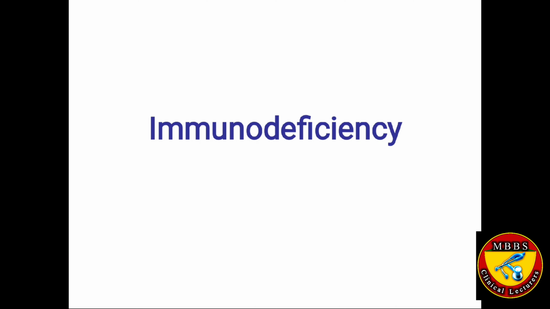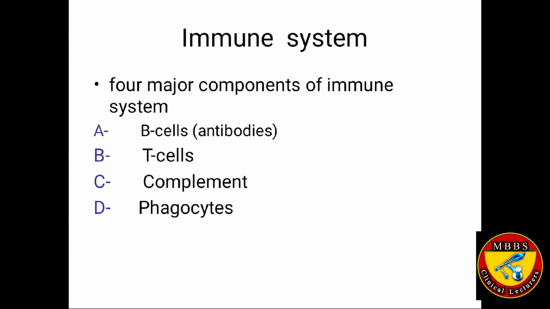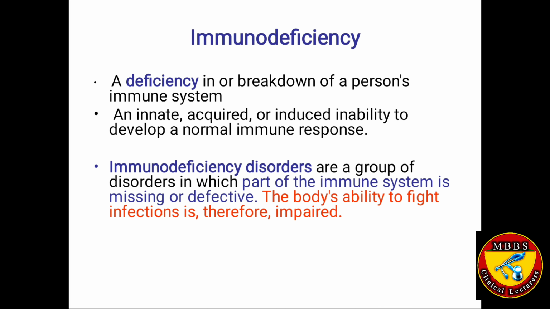The topic of today is immunodeficiency. As you know, in the immune system, four major components are there: B cells, which produce antibodies; T cells, which are used against viruses or fungal infections; the complement system; and the phagocytes, which are macrophages.